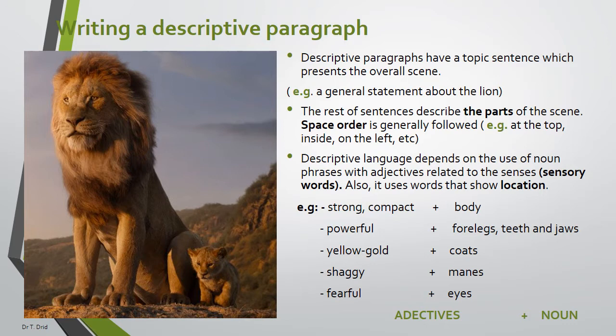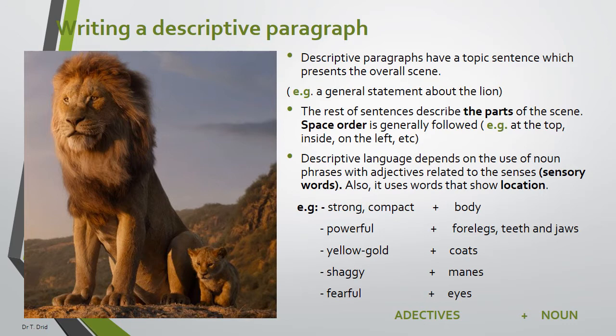Sometimes in descriptions we do not use space order, but we use the order of impression. This is an order which is related to the details which impress the writer, the person who sees the picture most, those which attract the attention. For instance, a lion's hair. Or maybe another person is impressed by the lion's eyes, so the description starts first with the eyes. This is about how to arrange the sentences.